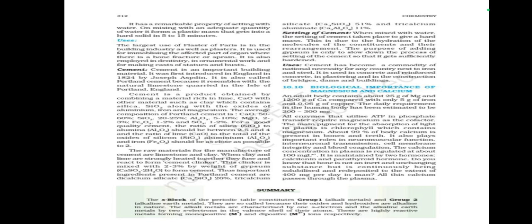Then the summary of this block. The s-block of the periodic table constitutes group 1 alkali metals and group 2 alkaline earth metals. They are so called because their oxides and hydroxides are alkaline in nature. The alkali metals are characterized by one s electron and the alkaline earth metals by two s electrons in the valence shell of their atoms.